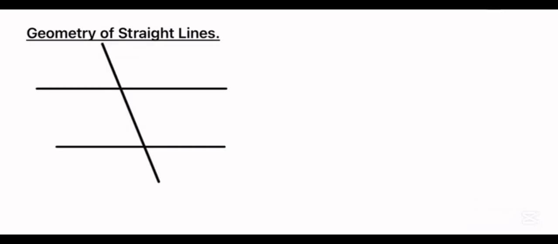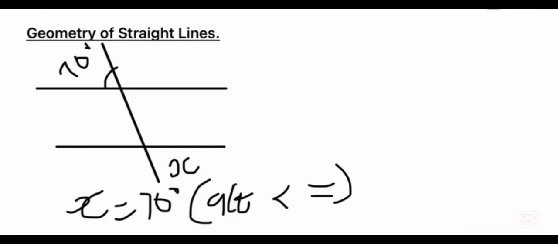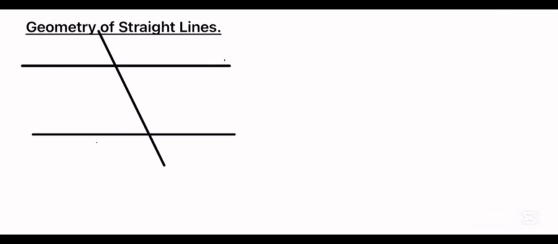Let's try out a few examples using everything we have talked about so far. Let's say we are given this here as 70 degrees, and then this is x, and we're asked to find x. Remember alternate angles? We could say x is equal to 70 degrees because alternate angles are equal.